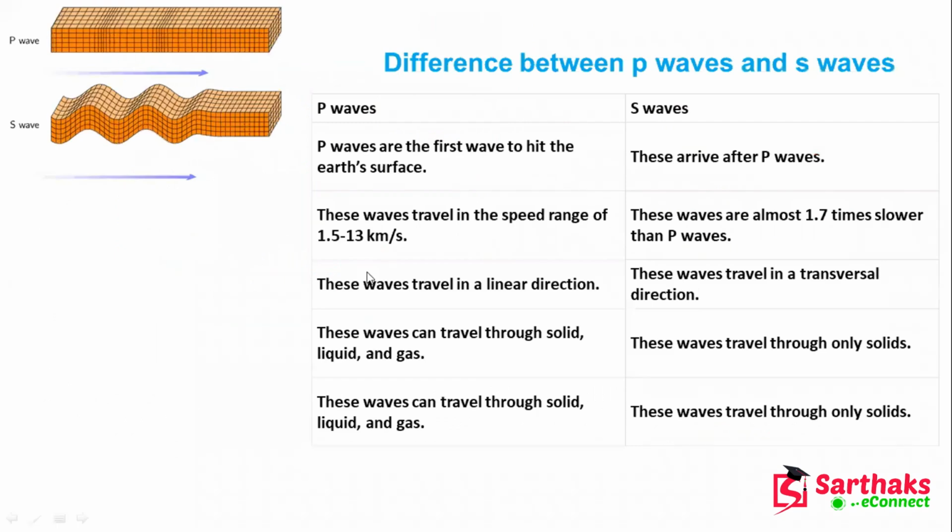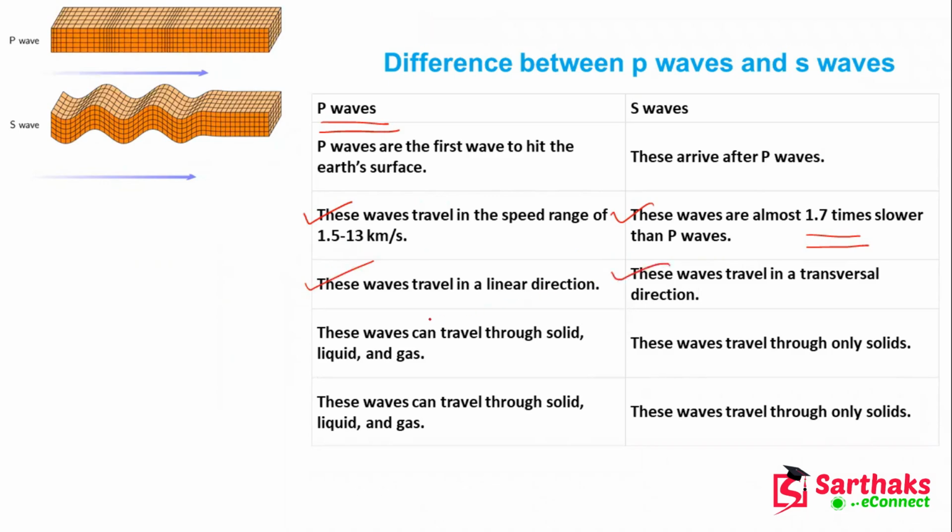Now the differences between P waves and S waves. P waves are the first waves to hit the Earth's surface. S waves arrive after the P waves. P waves travel at a speed of 1.5 to 13 km per second, whereas S waves are 1.7 times slower than P waves. But S waves are very destructive because they are perpendicular waves. P waves travel in a linear direction, whereas S waves move in a transverse direction.